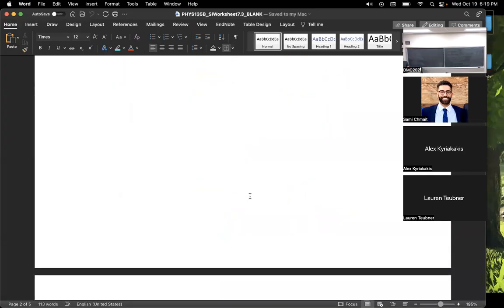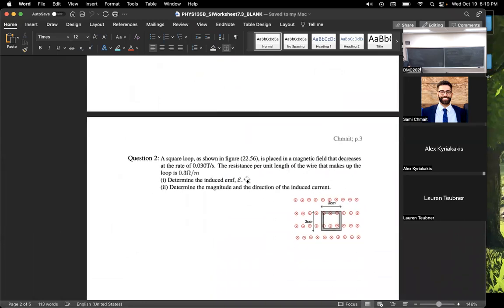All right. So now question 2. Here we have a square loop as shown in the figure, and it is placed in a magnetic field that decreases at this rate per unit time. The resistance per unit length of the wire is this. Whenever it's something per time or something per unit length, it becomes confusing, so let's be very clear here. This is over time, this is over some distance. We want to first determine the EMF, and then we also want to determine the magnitude and direction of the induced current.